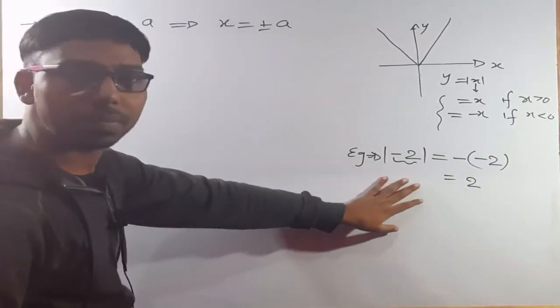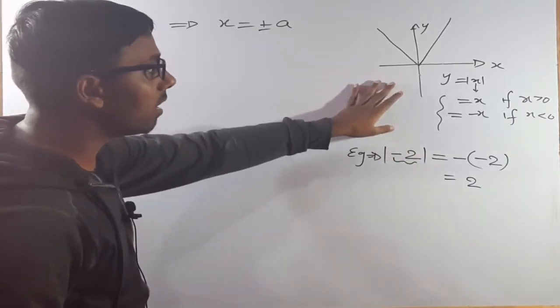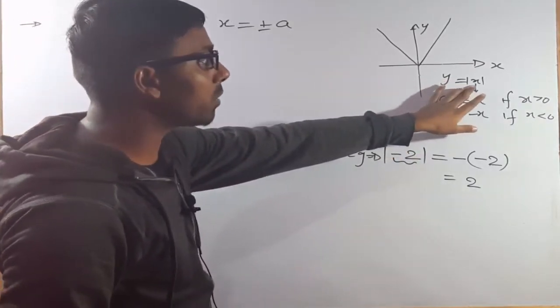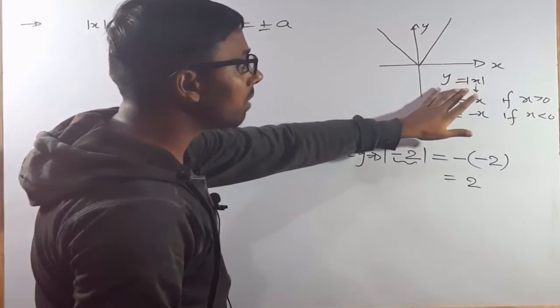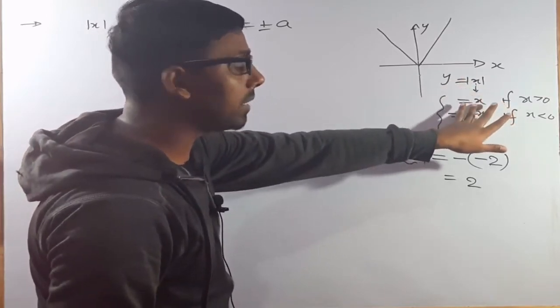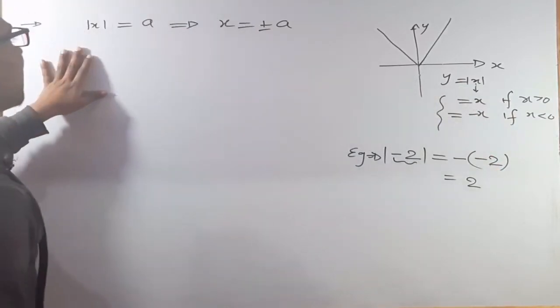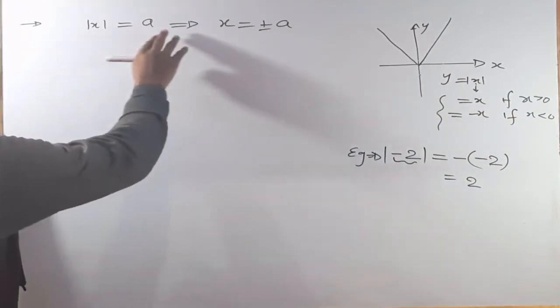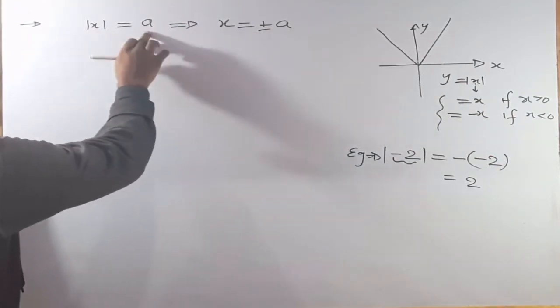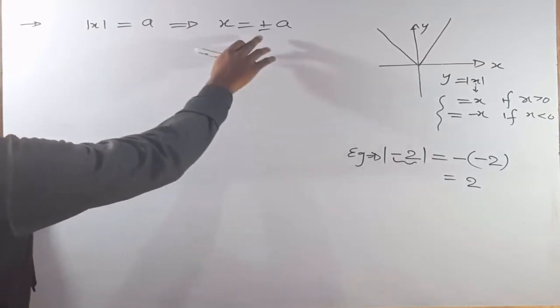The modulus function will always be positive. If the inner portion of the modulus function is positive, then that portion will expand with a positive sign, otherwise it will be a negative sign. So this is the meaning. This is how we can expand this. If modulus of x is equal to a, that means x is equal to plus minus a.